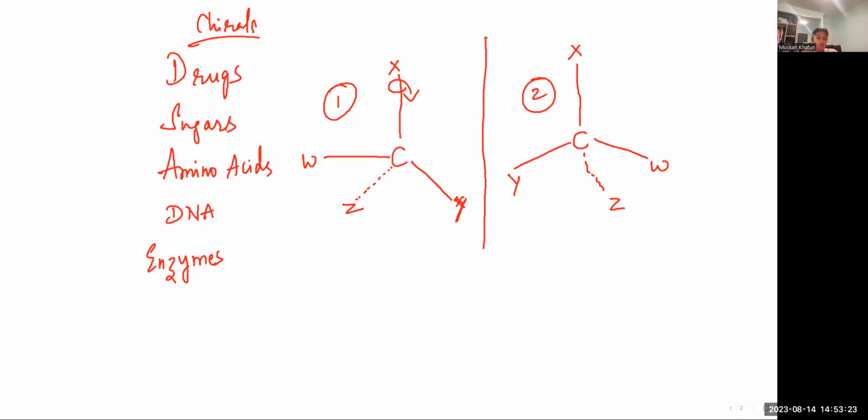What do you mean by superimposable? When it is one over the other. Why would it be one over the other? That's not possible, is it? No, if it is possible, then it's going to be an achiral structure.